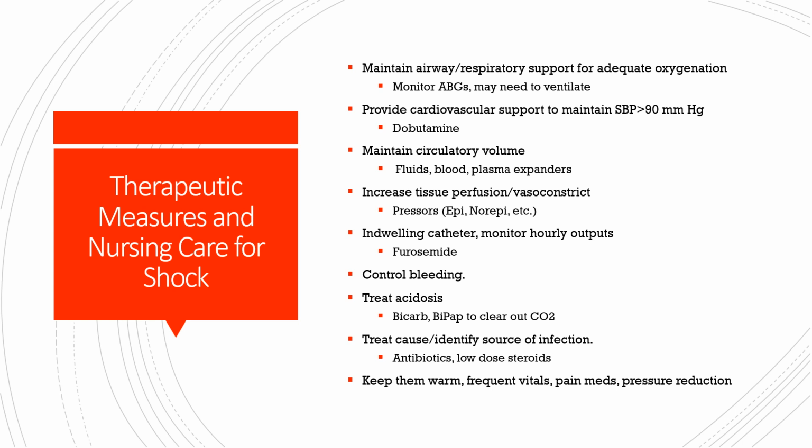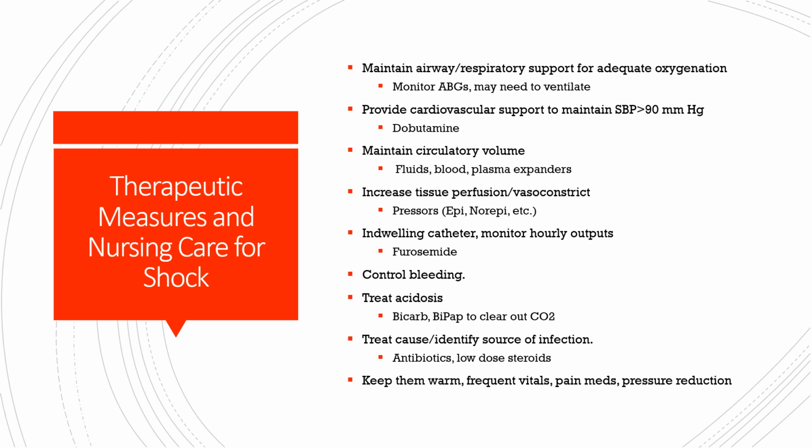Here are the therapeutic measures and nursing care for shock. Maintain airway. Like I said, monitor ABGs. Provide cardiovascular support to maintain a systolic blood pressure of 90 or greater. Dopamine is a medication, a vasopressor, to treat that, to increase blood pressure if needed. Maintain circulatory volume with fluids, blood infusions, transfusions, plasma expanders. Increase tissue perfusion with pressors, epi or norepi.